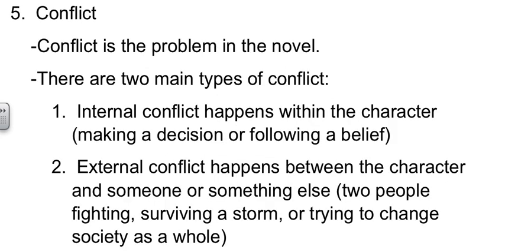The last thing we're going to talk about is the conflict. Conflict is the problem in the novel. There are 2 main types of conflict. The first one is internal conflict, which happens within a character's mind, making a decision or following a belief. And the second one is external conflict, which happens between the character and someone or something else, such as 2 people fighting, surviving a storm, or trying to change society as a whole. Those are examples of external conflict.